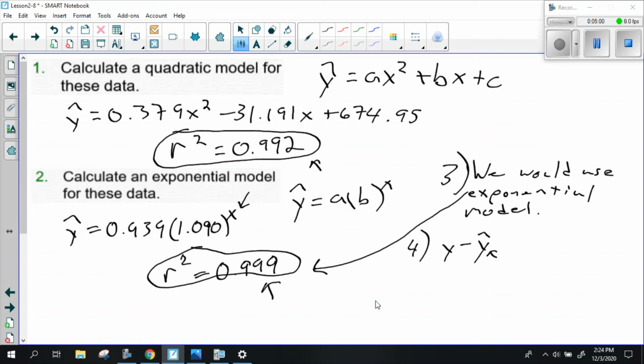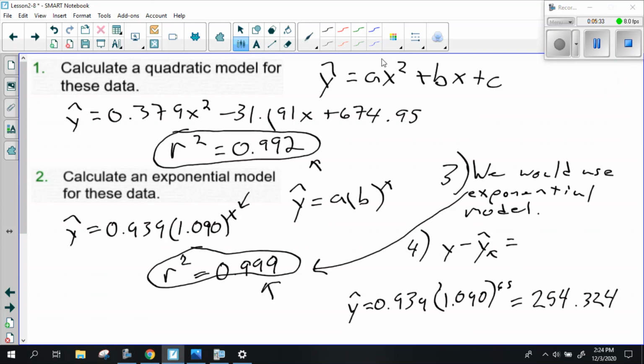So y hat, we're going to look at 0.939 times 1.090 to the 65th power. We're going to see what that is. I put that into my calculator, and I got that this is going to be 254.324. Awesome. So now to fill this in, I think that's kind of strange, so let me get rid of this here. It's a little weird. All right.